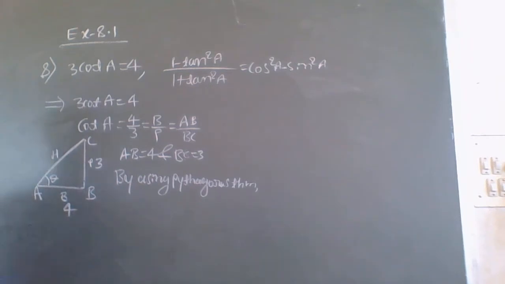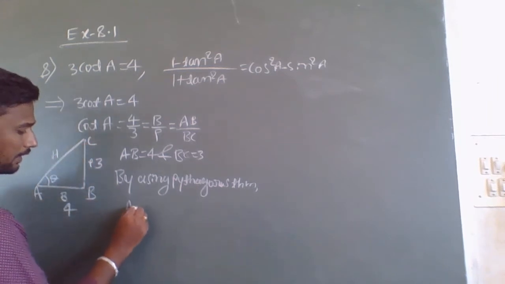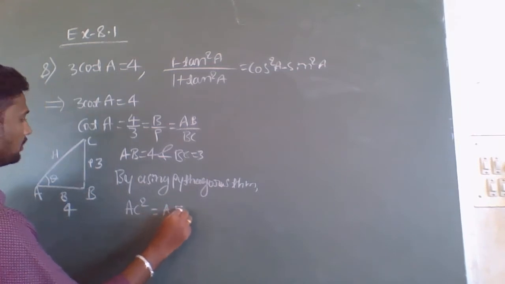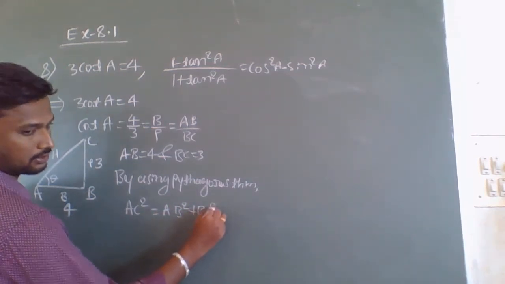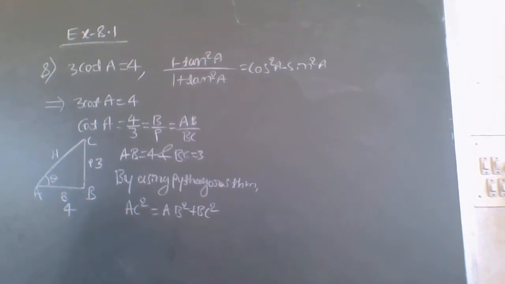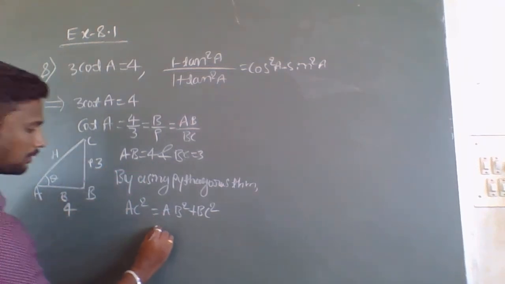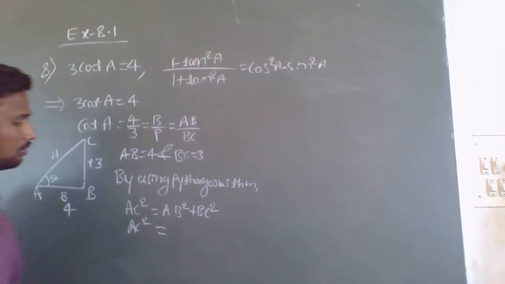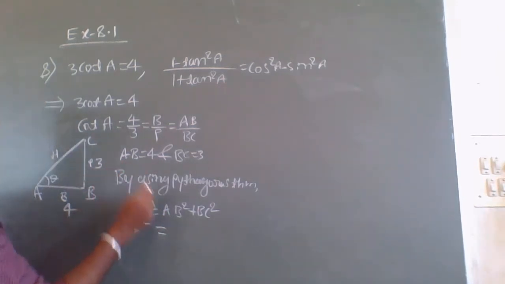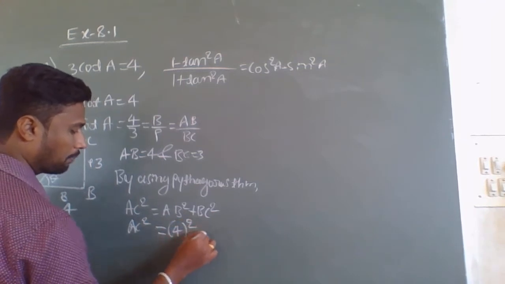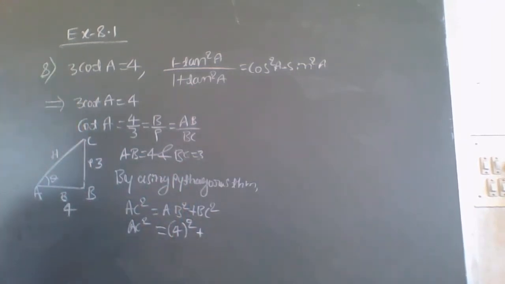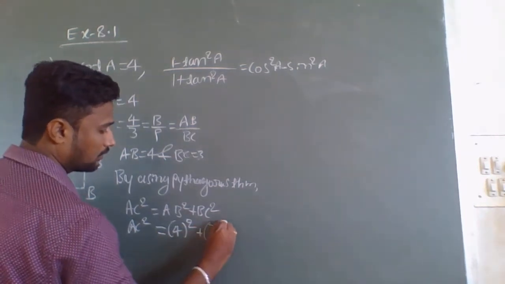So here, what is the Pythagoras theorem? AC square equals AB square plus BC square. So here I will write AC square equals AB square plus BC square. Now the length of AB equals 4 centimeter. So AC square equals, what is AB square? AB means 4. Therefore here I will write 4 square plus the length of BC, which is 3 centimeter, so 3 square.